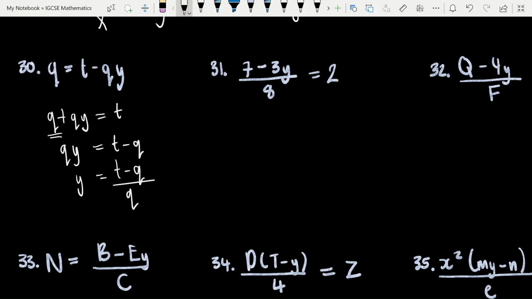Number 31, 7 minus 3y all over 8 is equal to 2. I hope you're not sleeping whilst you're watching. I hope you're awake. You might not be sleeping like closing your eyes, but sleeping like losing attention.